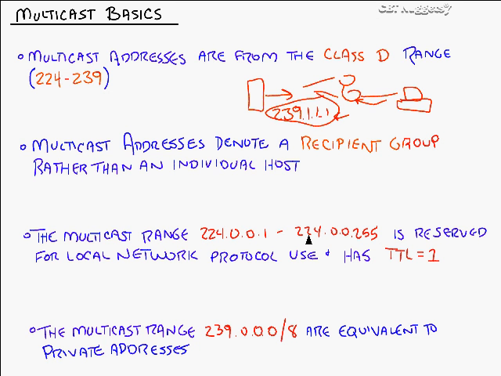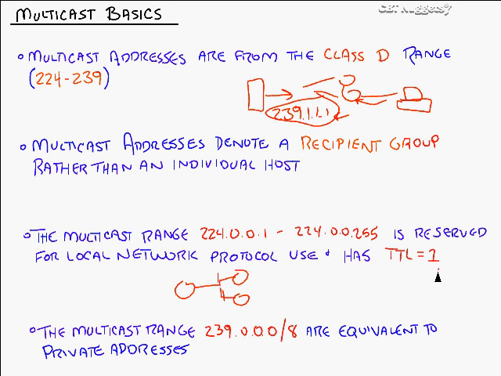224.0.0.1 through 224.0.0.255 is all reserved for network protocol use and has a time to live of 1. Now think hard back to the routing protocols and what we covered in those nuggets. We saw OSPF and EIGRP, even RIP version 2, use multicast for communication. So what you would have is a group of routers that tune in to a specific multicast address and they will respond to any messages sent to those multicast addresses.